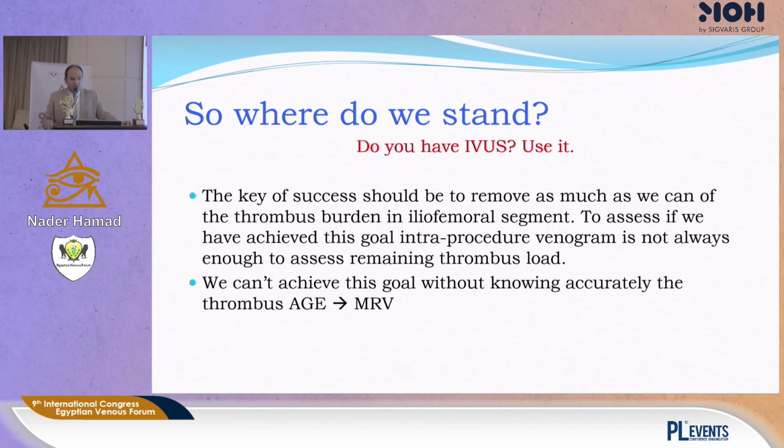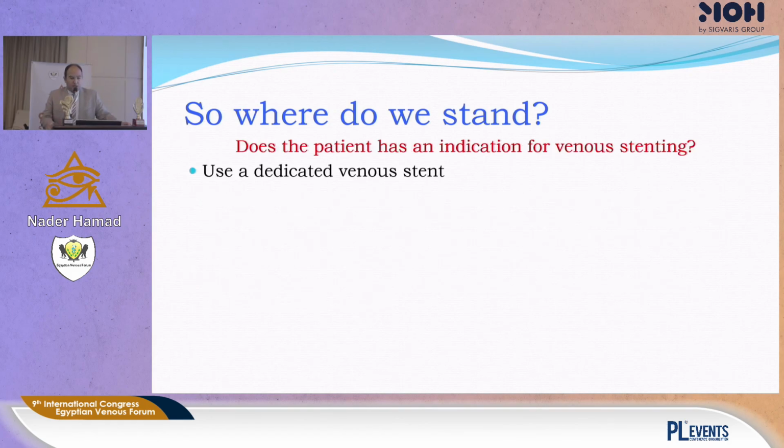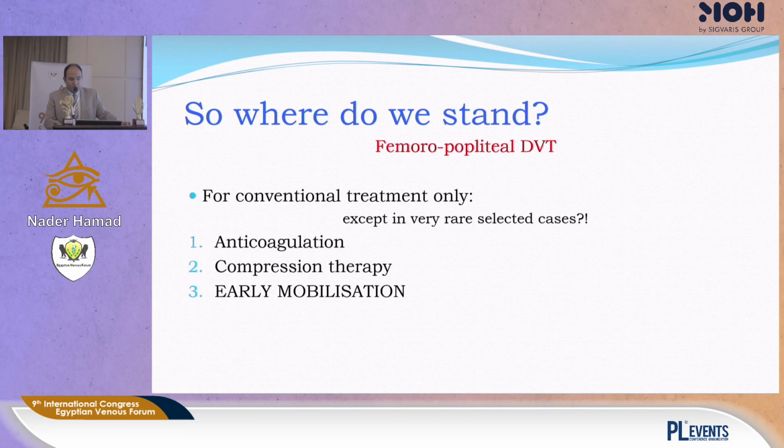And we cannot achieve this goal without knowing accurately the thrombus age. And thrombus age doesn't depend only on the patient's symptoms, but better on the radiological findings in the duplex and the MRV preferably. So if the patient has an indication to be stented, we should use a dedicated venous stent. And for femoropopliteal DVT, there is a consensus, except in very, very limited cases, that we have to use only conventional treatment in the form of anticoagulation, compression therapy, and early mobilization.